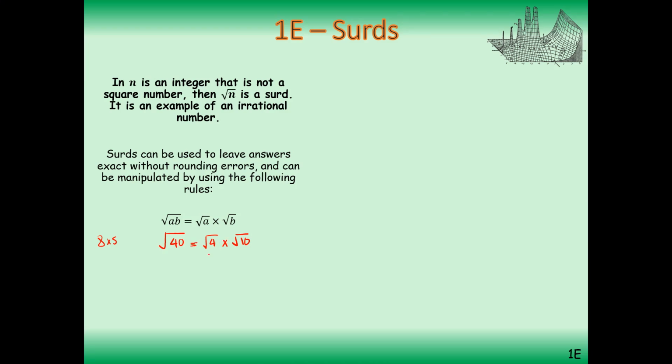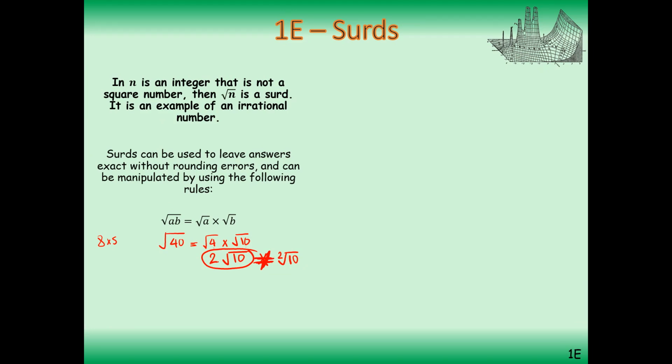This is one of the rules. Why did I choose 4 and 10, not 8 and 5? Because I know the square root of 4 is 2, so I can write that as 2 times the square root of 10. Notice this is not the same as this small 2 in front of 10. So don't confuse this expression. These are not the same. Equal sign is not applicable here.